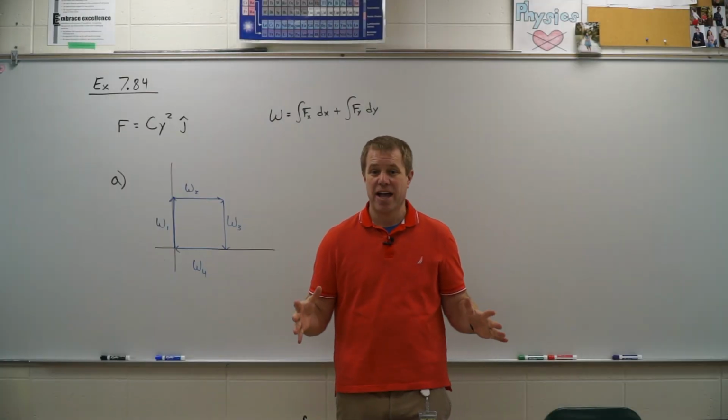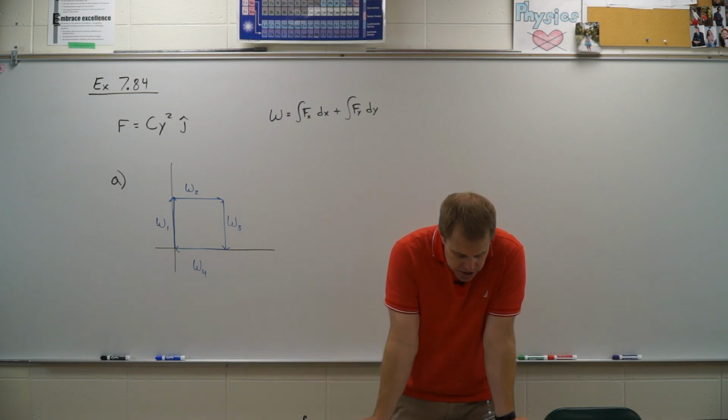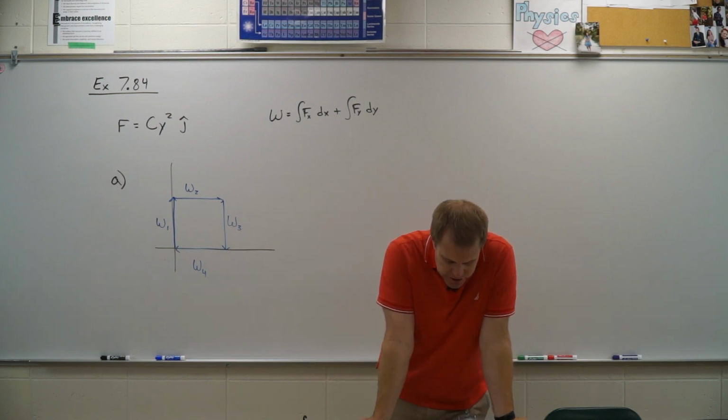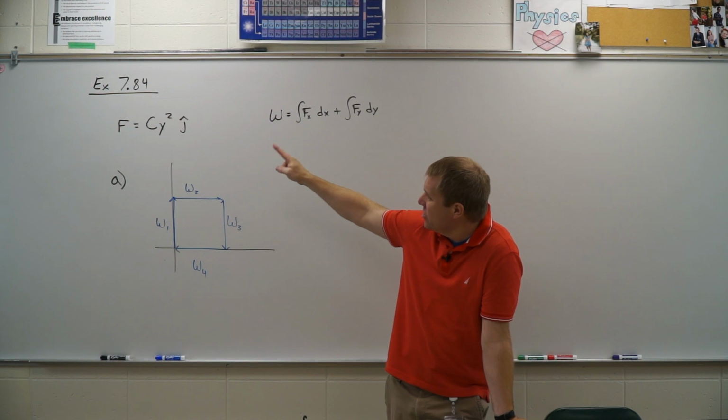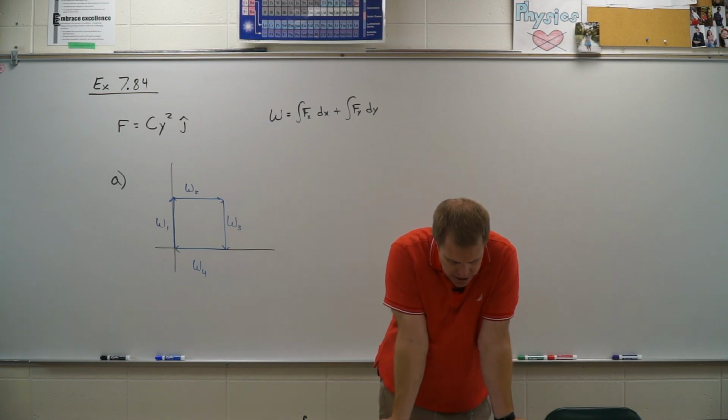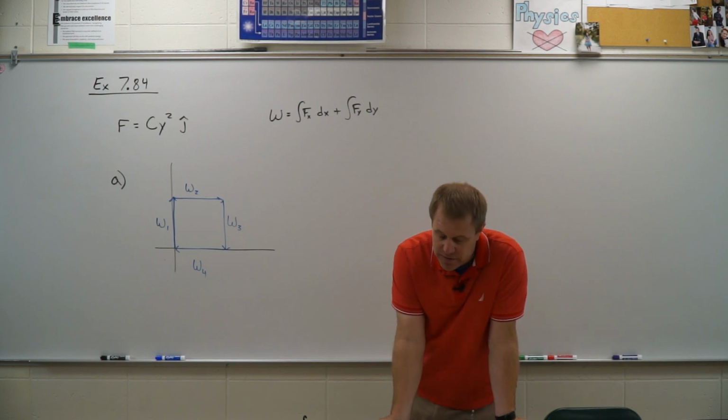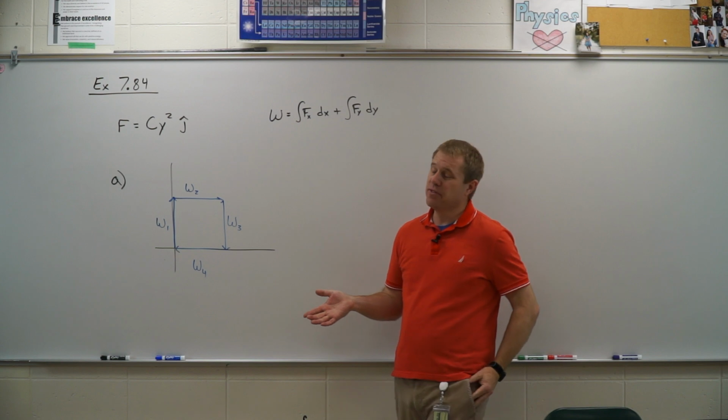An example where we try out the box test here. So is the force cy squared j hat, where c is a negative constant with units of newtons per meter squared, conservative or not conservative? And justify your answer. So now we have to do the box test.